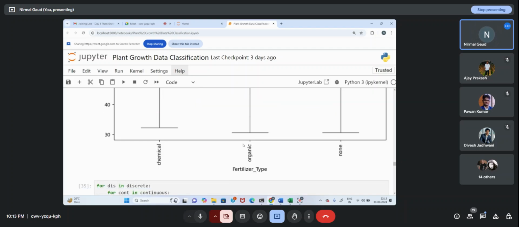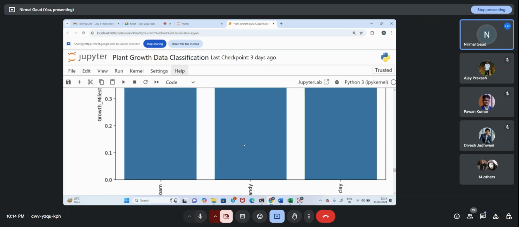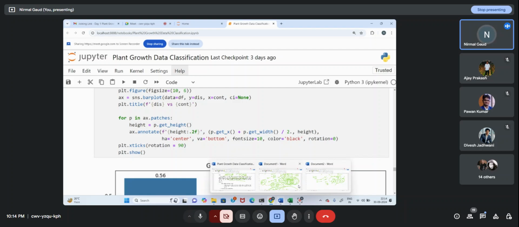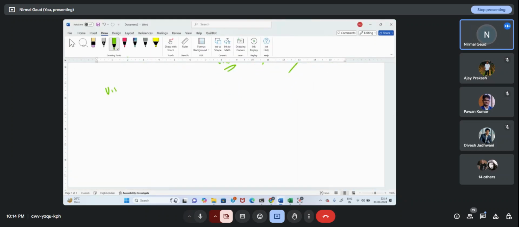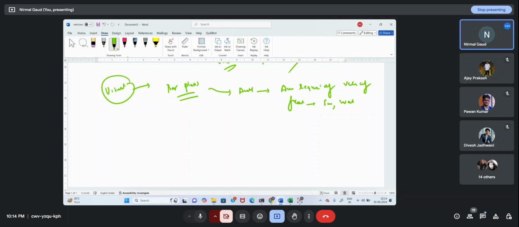Okay, so here are the plots for them. What you have to analyze in these visuals, in the bar plots, is the average requirement of the values of features like sunlight, humidity, and temperature related to your water, sand, and fertilizer.